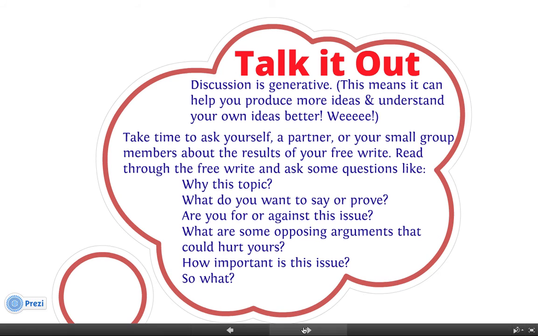That's something that you should actually decide right now before you start your research. Really try to decide, are you for this issue or are you against it? And go for it wholeheartedly. What are some opposing arguments that could maybe hurt yours and that you will have to work against? How important is this issue? Is it even an issue? And so what? Are your readers going to care about this? Is your audience that's reading about this issue going to actually care?